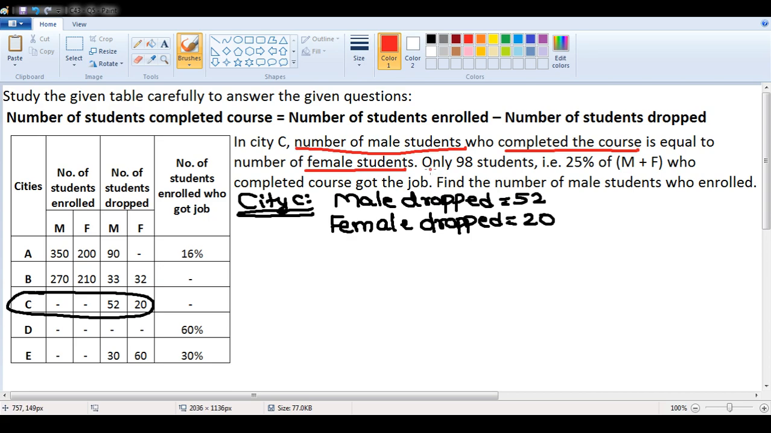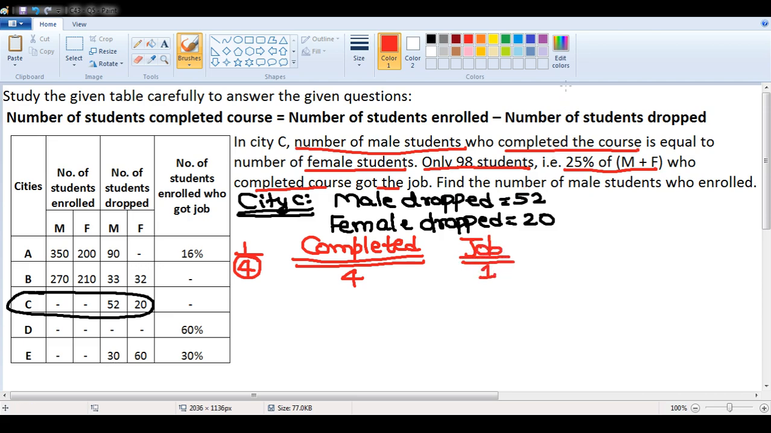Next, it is also given that only 98 students, that is 25 percentage of male and female who completed the course, got the job, right? That means again same logic, 25 percentage is 1 by 4. Out of total 4 people who completed the course, only one person got the job, right? But the question says only 98 students got the job. According to the question, 98 people got the job.